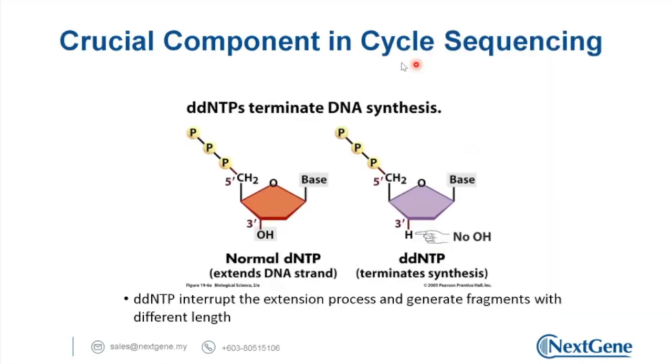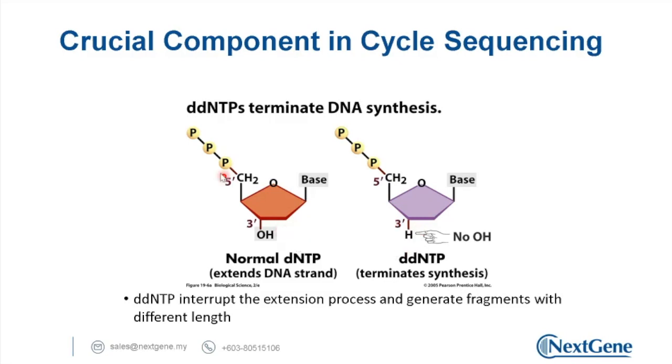But in cycle sequencing, we have one additional nucleotide that is called ddNTP. So in cycle sequencing, we have a mixture of these two. We have a certain ratio, maybe 70% of this, 30% of this, depending on the length of the template that we would like to sequence. So the difference between the dNTP and the ddNTP is the chemical group over here.